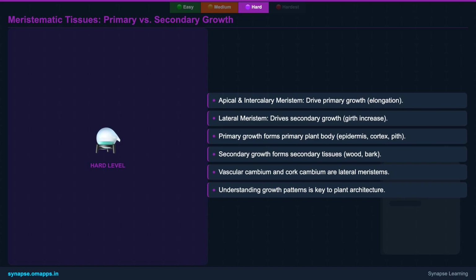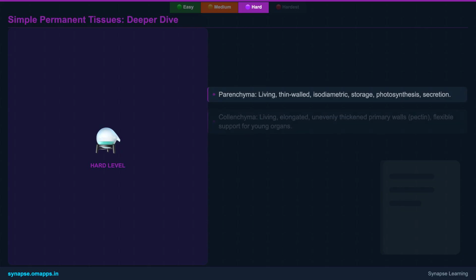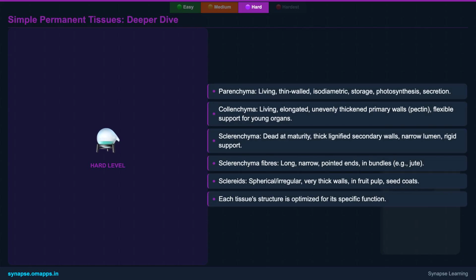They increase the plant's girth, producing wood and bark, which are essential for long-term structural integrity and survival in mature plants. Understanding this interplay is key to comprehending how plants achieve their diverse forms. Let's dive deeper into the simple permanent tissues.